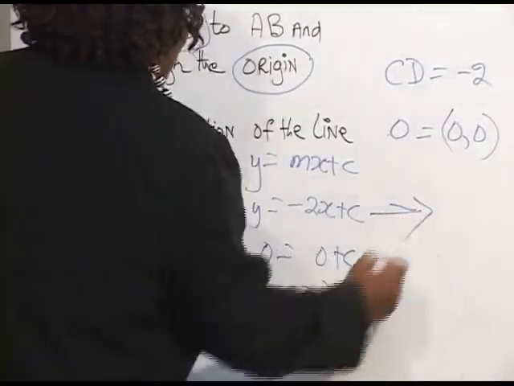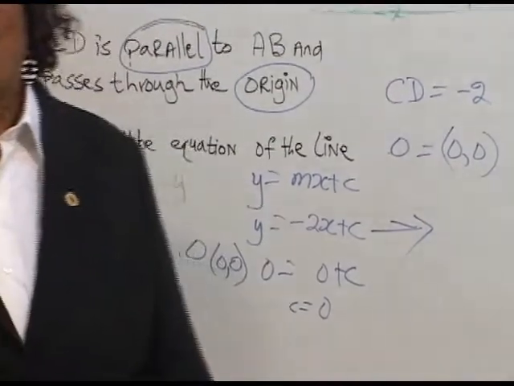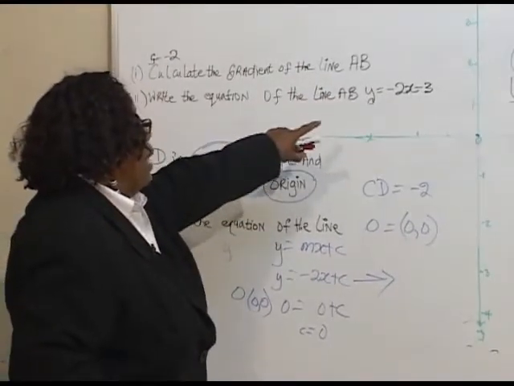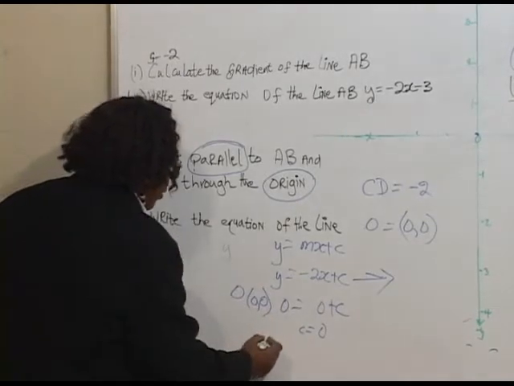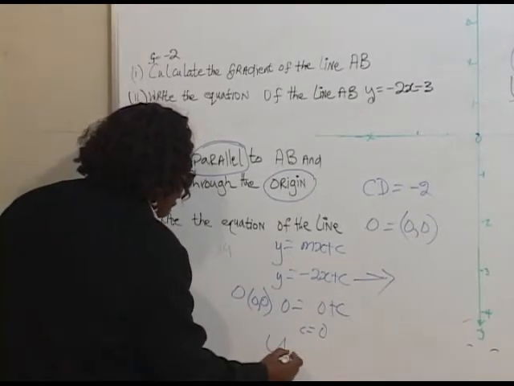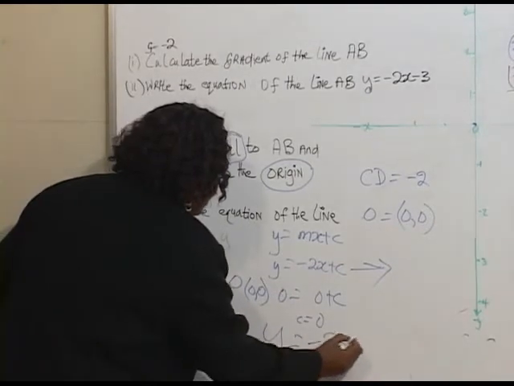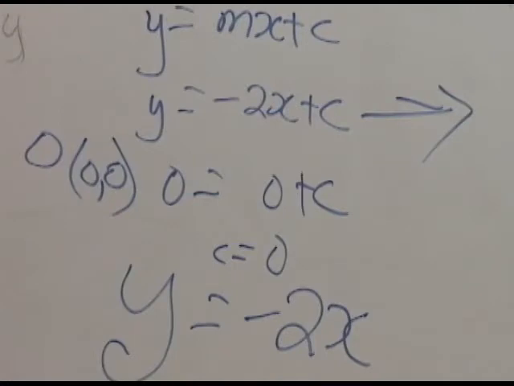Therefore, the equation that we have been asked to find, which is parallel to our y is equal to negative 2x minus 3, would just be y is equal to negative 2x. And that is the answer. All right? So we would have completed that particular part of the question.